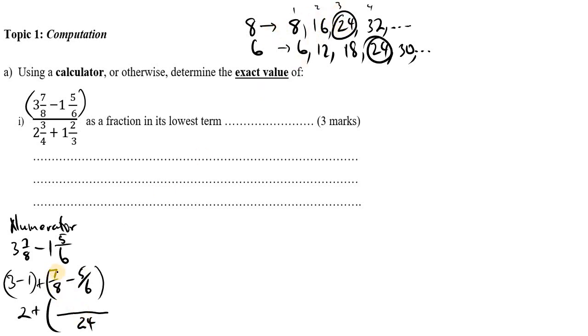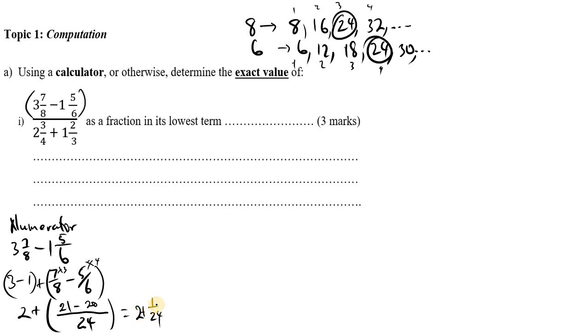So 8 into 24 goes 3 times, and so that's going to be 3 times 7 is 21. Minus, 6 goes into 24 how many times? Let's see, 1, 2, 3, 4 times, right? So 4 times 5 is 20. And so we end up with 2 plus what? 21 minus 20 is 1 over 24. So we end up with 2 plus 1 over 24.